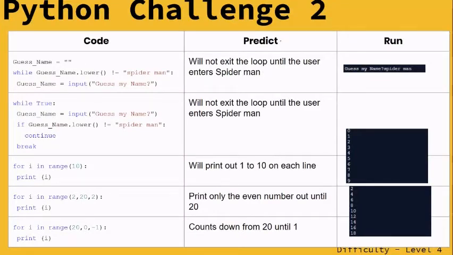So we can see here, the first one will loop until the user enters Spider-Man, and then it won't, because this is the key thing here. It's saying is not equals to. So it'll loop for everything else. The only thing it'll end for is this.